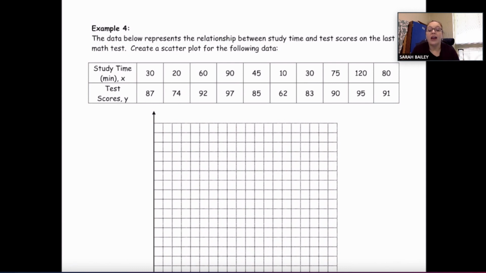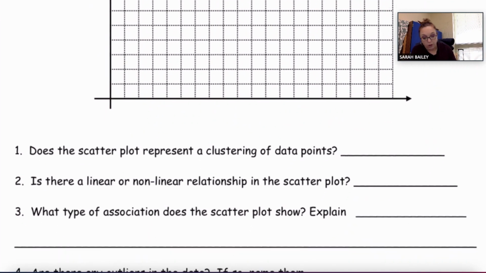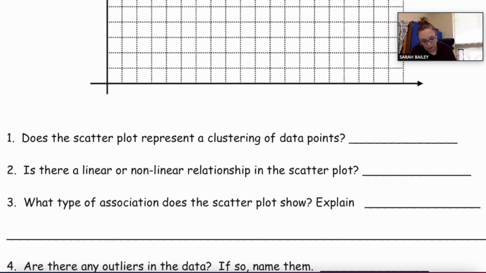So let's look at the study times. I see 30, 20, 60, 90, 45, 10, 30, 75, 120, and 80. So I see 120 is the highest. Looks like 10 is the smallest. And this needs to be on the x-axis. So I'm going to come over here on the x-axis. I'm going to write study time down here.